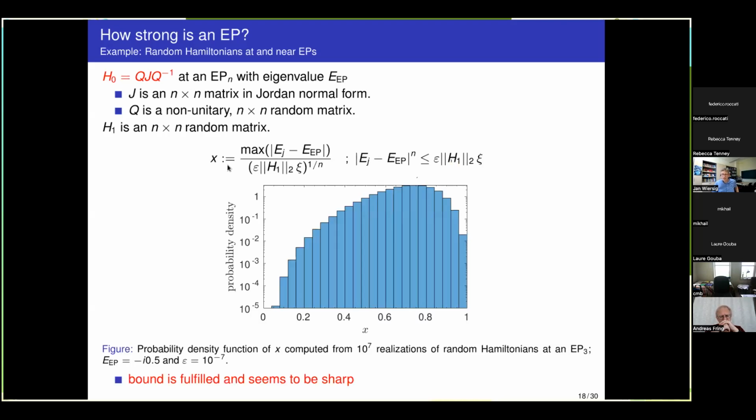And if I do the calculations for this quantity, this is a kind of dimensionless spectral response. So I take x to be the ratio of the maximum of the eigenvalue change divided by this expression here. According to our inequality, this quantity should be between 0 and 1, right? And if I do the numerics, I found this histogram for the probability density function of the quantity x. I'm using 10 to the power of 7 realizations. And you see that, first of all, it does not go above 1.